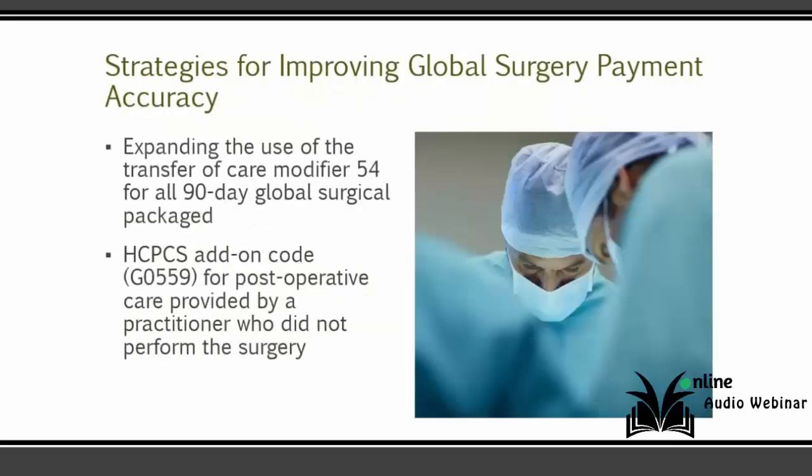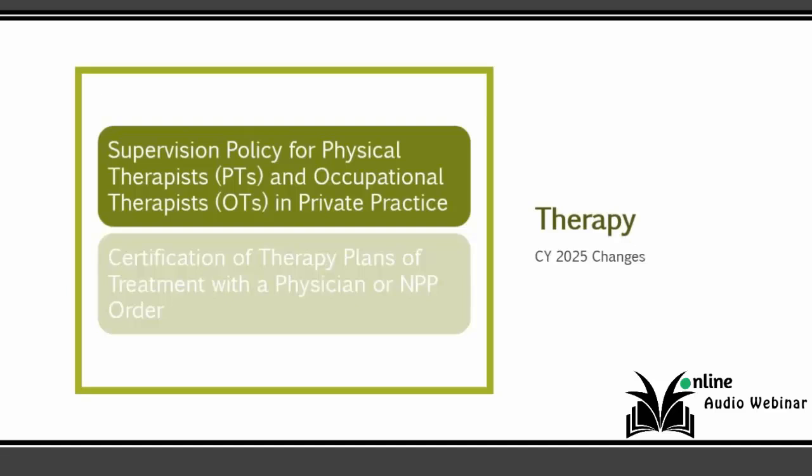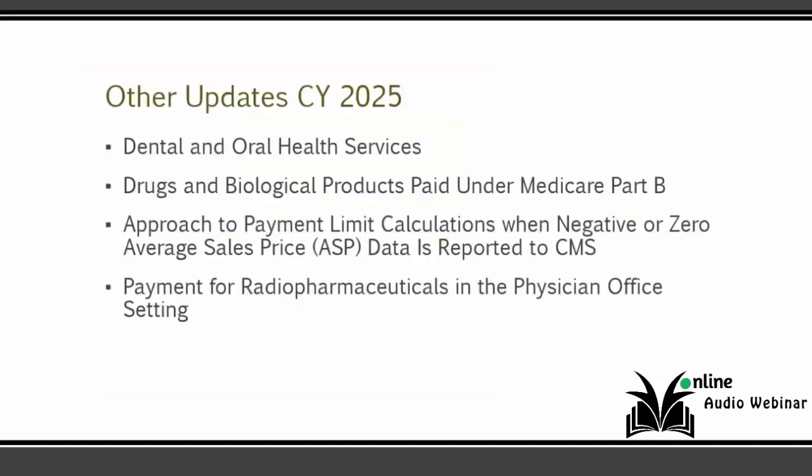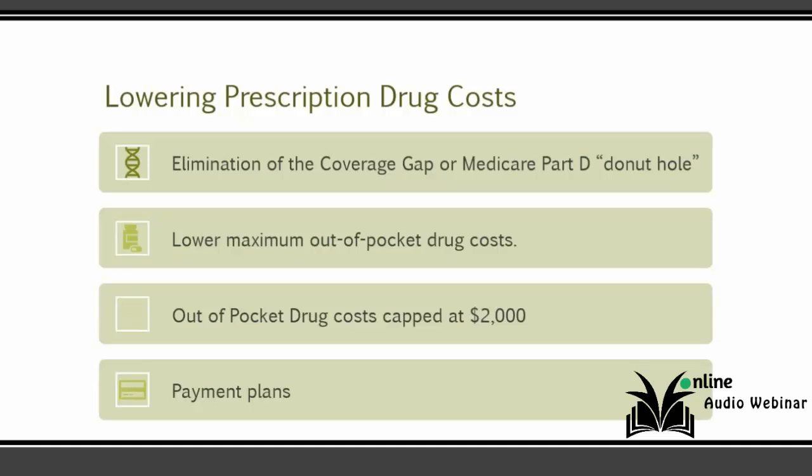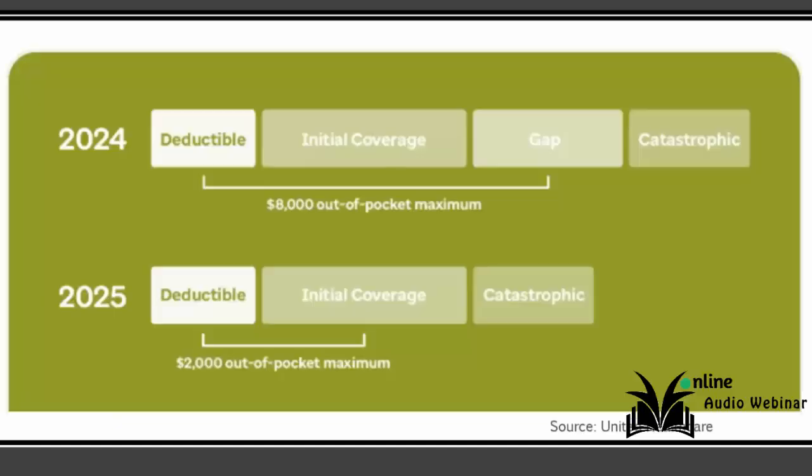CMS also is expanding the use of transfer of care modifier 54 for all 90-day global surgical packages, allowing it to be applied in cases of both formal and informal transfers of care. All right, so for therapy, there's a few changes. For calendar year 2025, CMS finalized a change. All right, we have a few other updates that I'll quickly go over. A few other updates. Immunosuppressive therapy. In calendar year 2025, we have the elimination of the coverage gap or the Medicare Part D donut hole. All right, so this is how it looks.